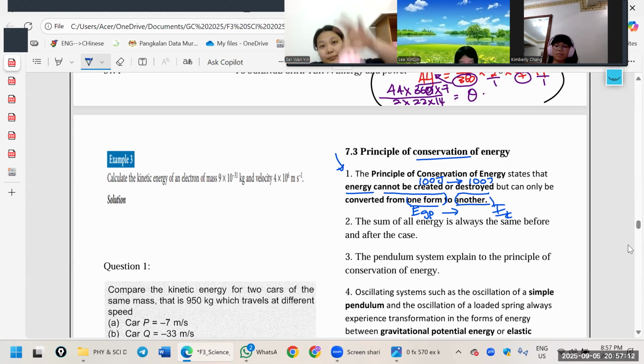So let's say when I hang it here, it has 100 joules of gravitational potential energy. Then when it drops, it will drop with 100 joules of kinetic energy. Get the idea?